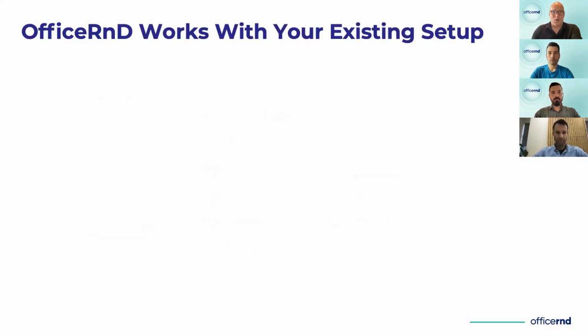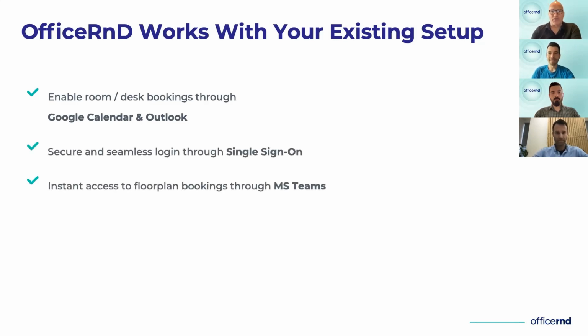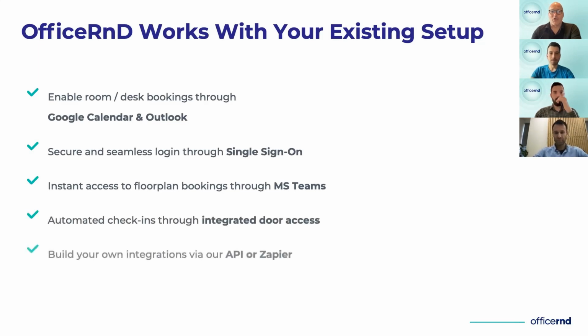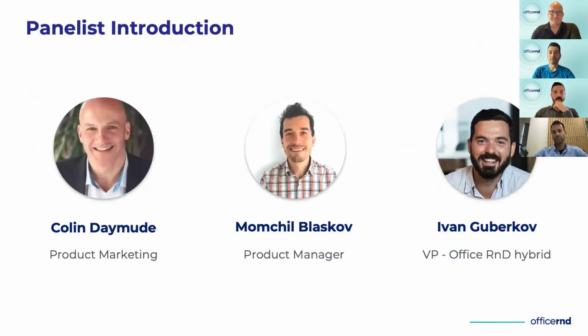So this is just an overview of what we're going to cover today and how OfficeRnD works with your existing tech stack to enable room and desk bookings through Google Calendar and Outlook, secure seamless login through single sign-on, SSO, instant access to floor plan bookings through Microsoft Teams, and automated check-ins through integrated door access. And if for some reason the tools you use we don't cover today, you can use our API to build integrations or use a third party like Zapier.